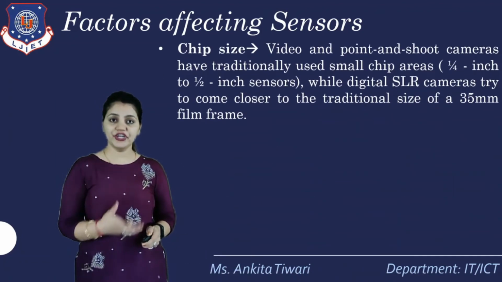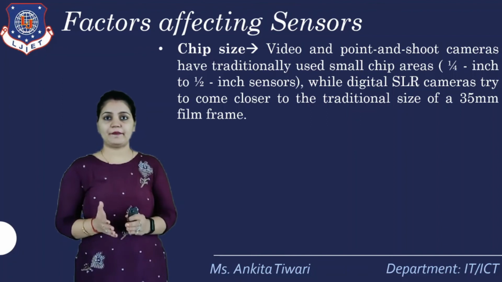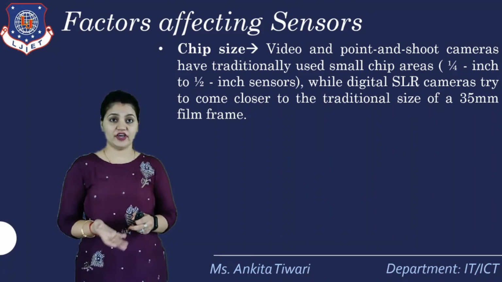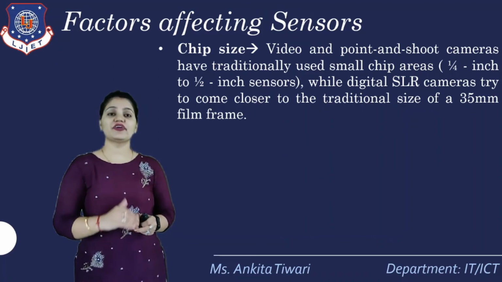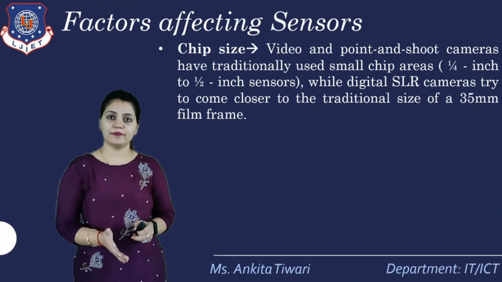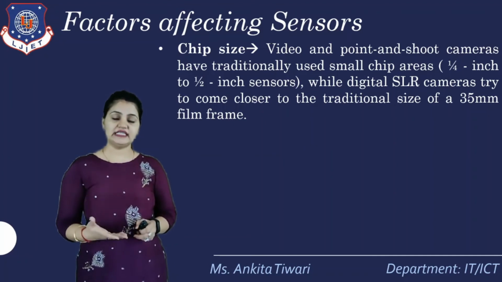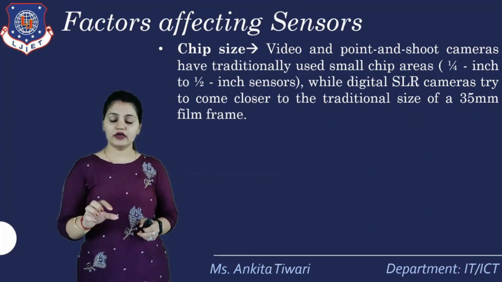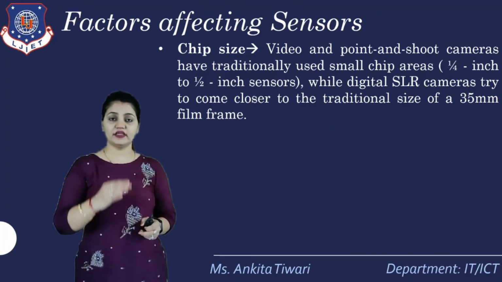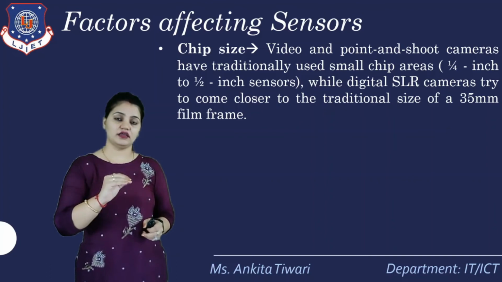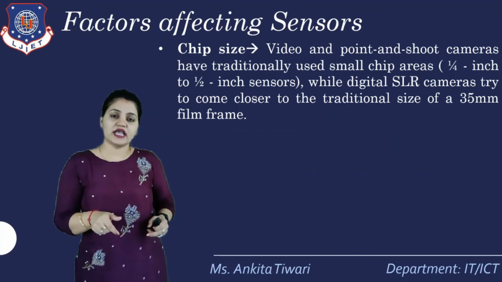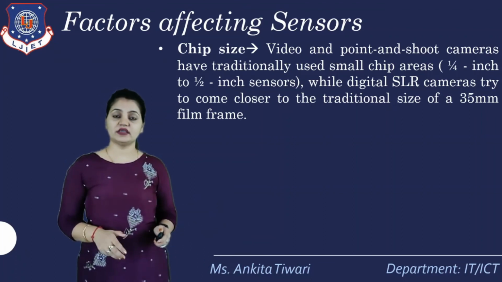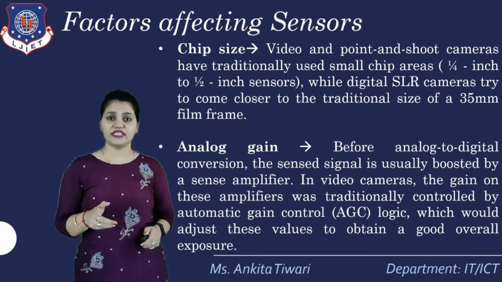Chip size. Video and point and shoot cameras have traditionally used small chip areas, while digital SLRs try to come closer to the traditional size of a 35 mm film area. You have seen that with digitization, for example in the mobile phones that we are using, the size is decreasing. The smaller the chip area is, the larger the memory size will be. So chip size is a very big affecting factor of the sensor.